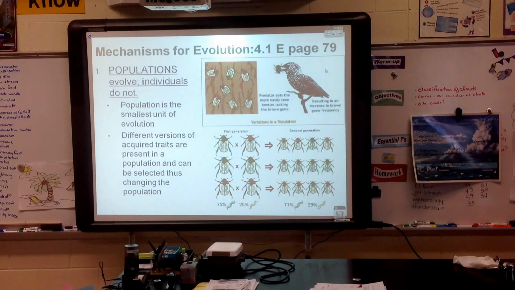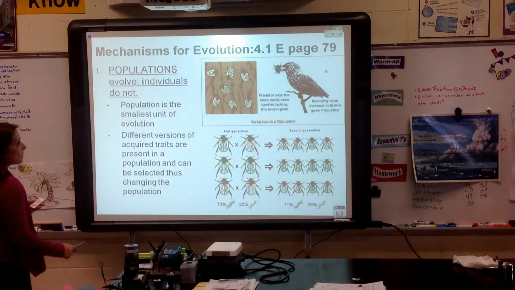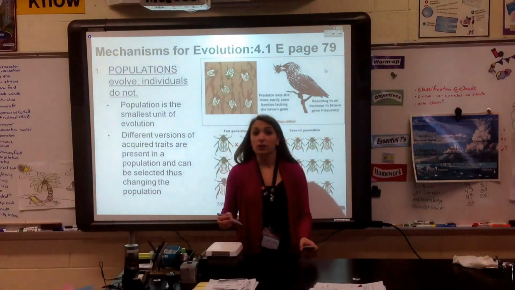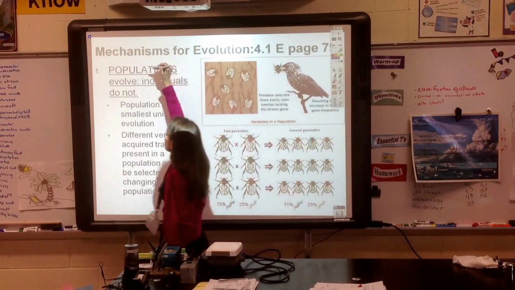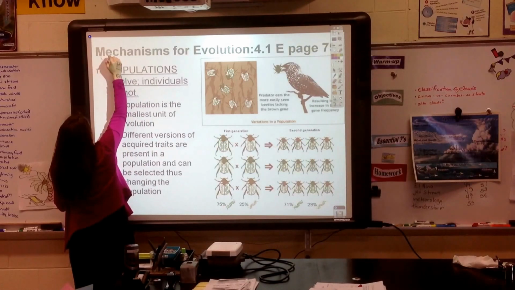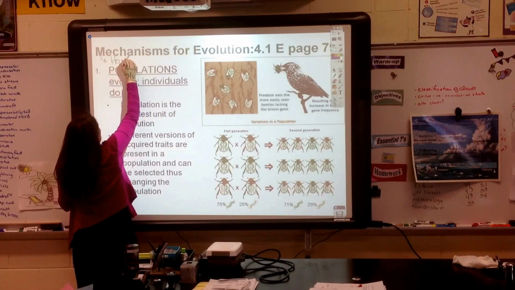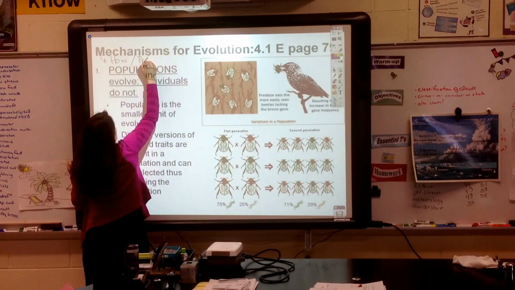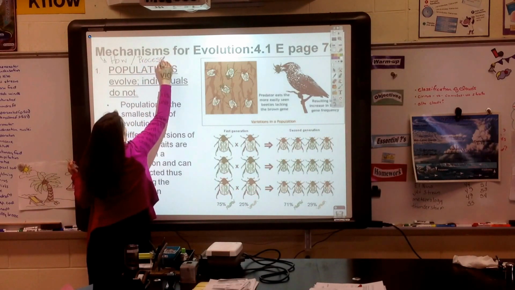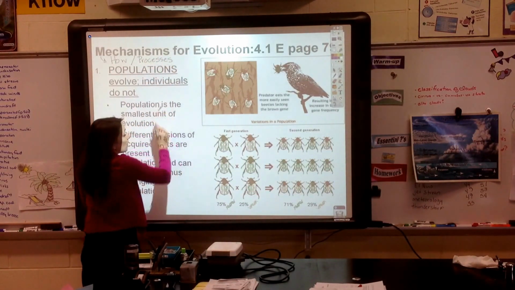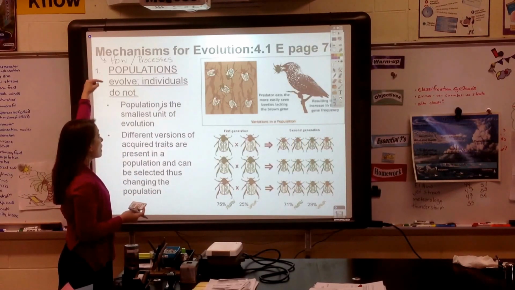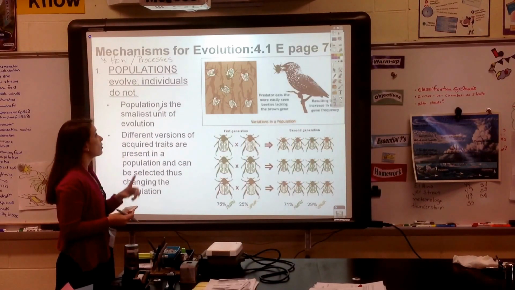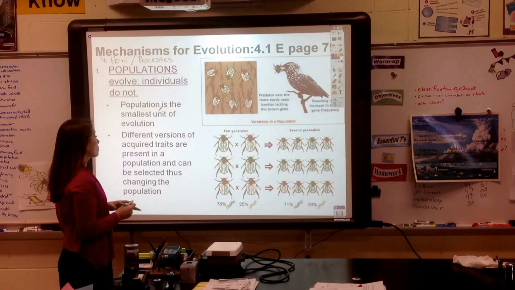On page 79 in your notes, we're starting section E, which is mechanisms for evolution. And what we mean by mechanisms is the how and the processes. How exactly does evolution happen? And the first thing that we want to start with is the idea that populations are what evolve, not individuals.